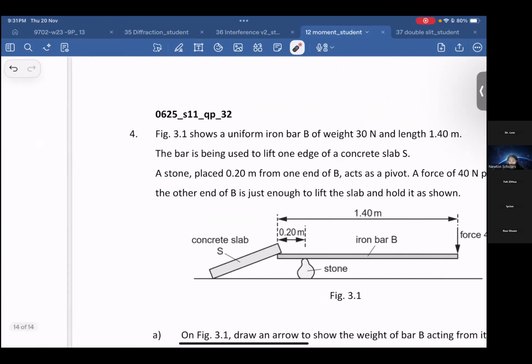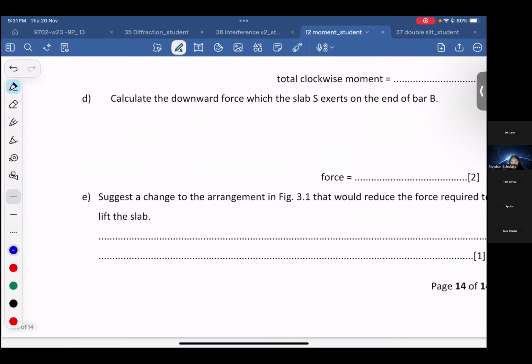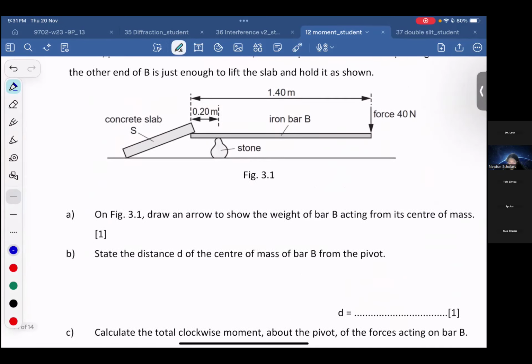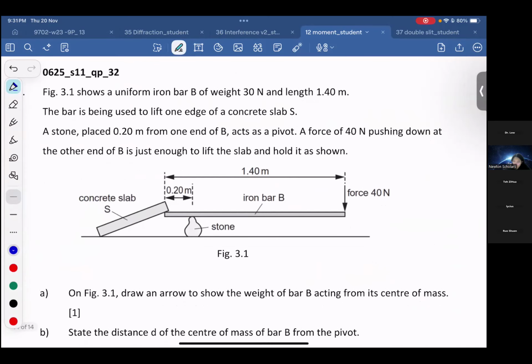Okay, I want to go to question number 4. You write down the final answer. Okay, A. What is the weight? Wait, this one I have to draw first. Here, uniform iron bar, 30 Newton. But they didn't label where the weight is. So 1.4 meters, that means half of it should be where your weight, 30 Newton, acts.